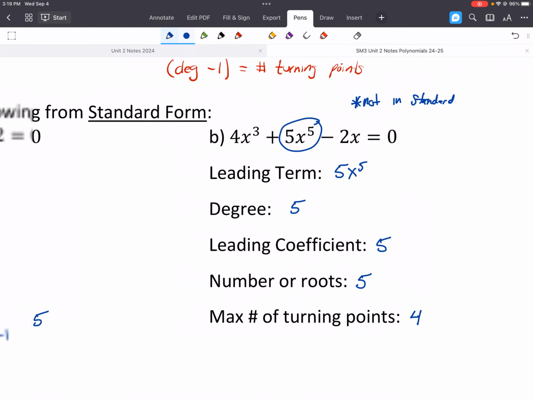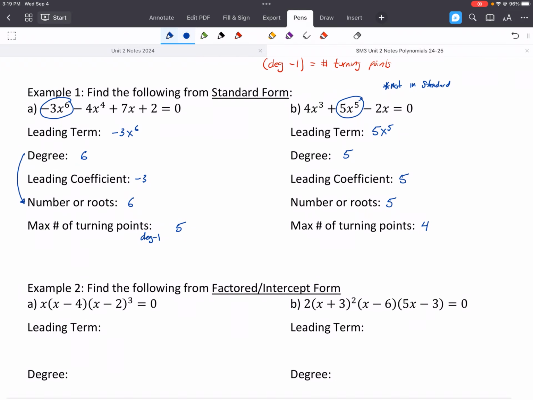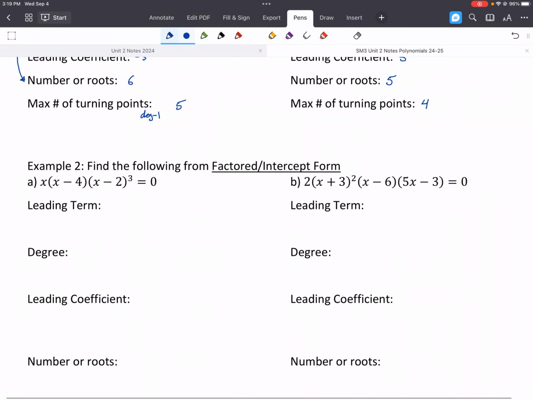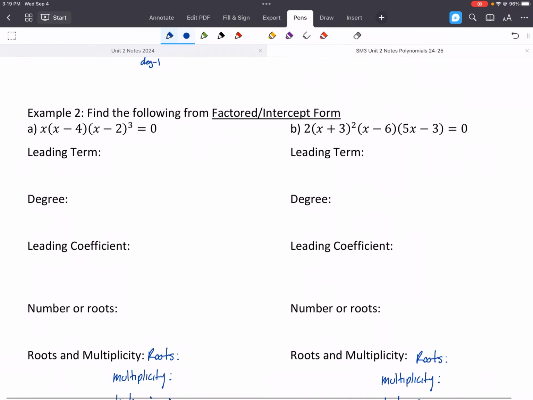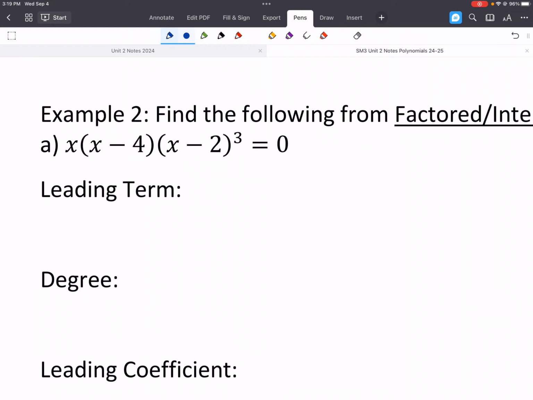Also, feel free to pause anytime and try one of the examples on your own to make sure you're getting it. All right, so now let's do it from factored / intercept form. So this is intercept form. It gives you your x-intercepts really easily. This is also called factored form because if you factor something, it puts it into factors. So these are factors.